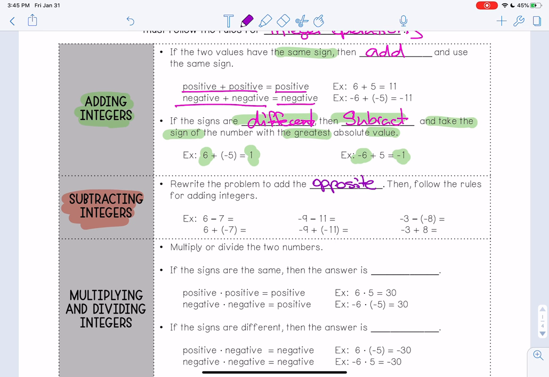Then follow the rules for adding integers. Okay, so let's take a look. In the first example, we have 6 minus 7. Well, if we add the opposite, then we're going to add negative 7.